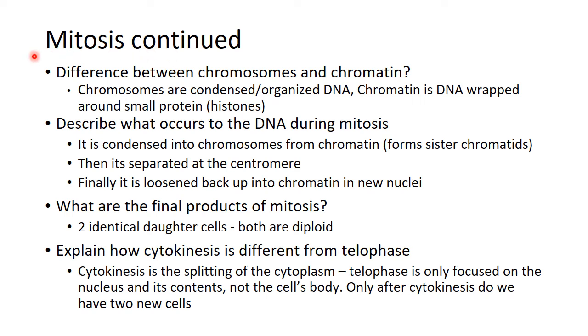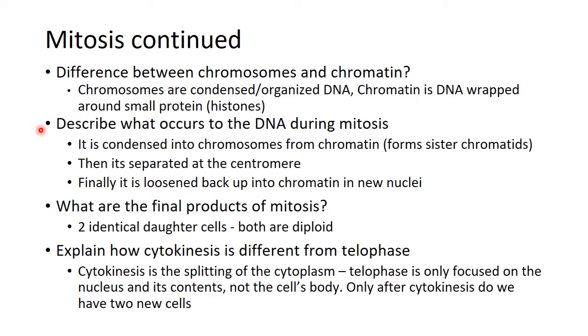So continuing with the mitosis questions here, what's the difference between chromosomes and chromatin? Well, we just saw an image of it. Chromosomes are basically condensed and really highly organized DNA, whereas chromatin is basically just DNA wrapped around small proteins that we call histones, and there's also nucleosomes. But basically, chromatin is looser and it's stringier, so it doesn't have as much organization involved.